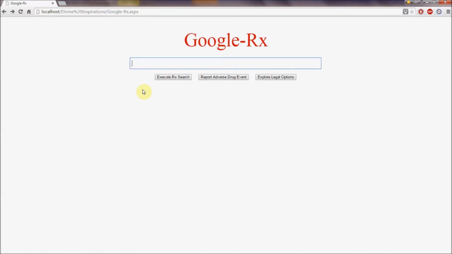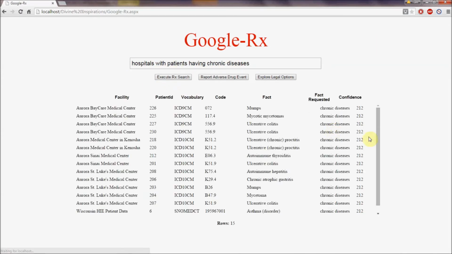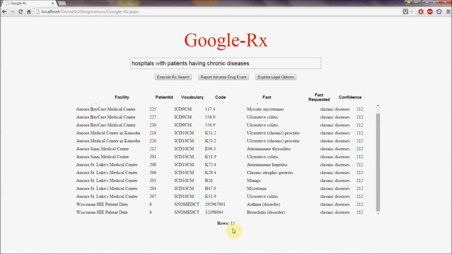Instead of a patient population limited to Aurora hospitals, GoogleRx has the ability to query theoretically across all healthcare institutions in the United States. Now, in this demonstration, GoogleRx is emulating this using a collection of databases running on various servers. Let's consider the following example of what a query across the U.S. might look like. Hospitals with patients having chronic diseases. Notice that patient data from a fictitious healthcare information exchange shows up.